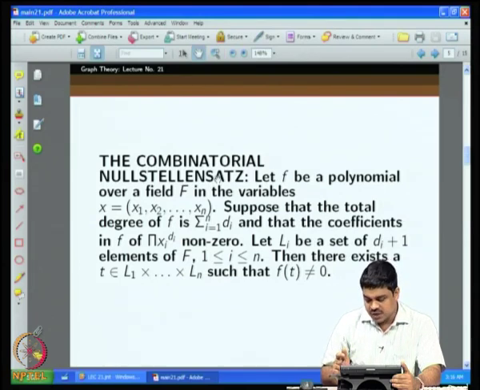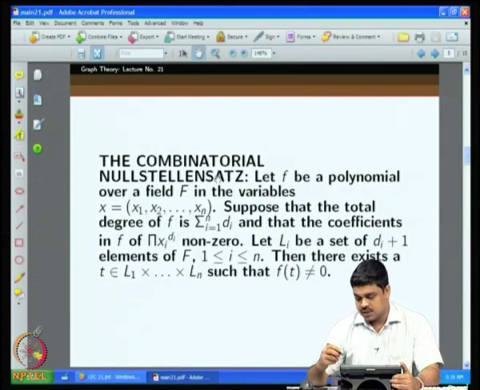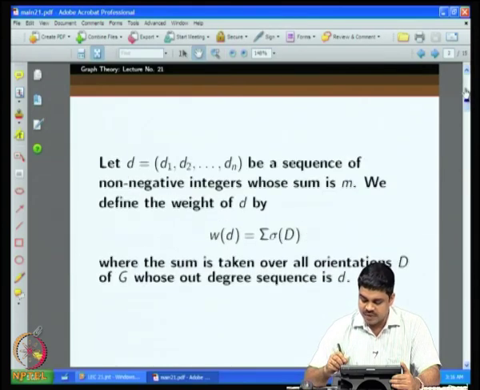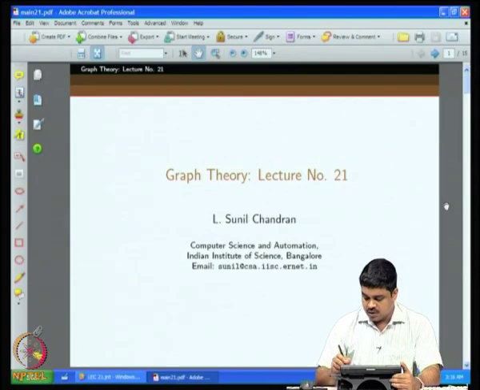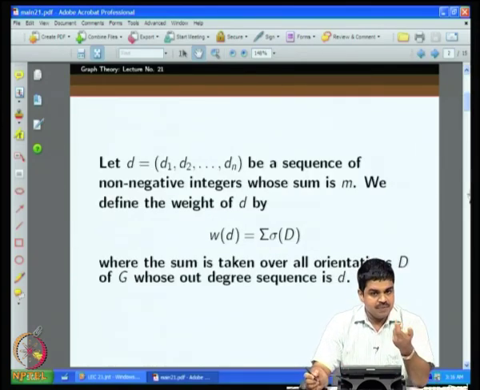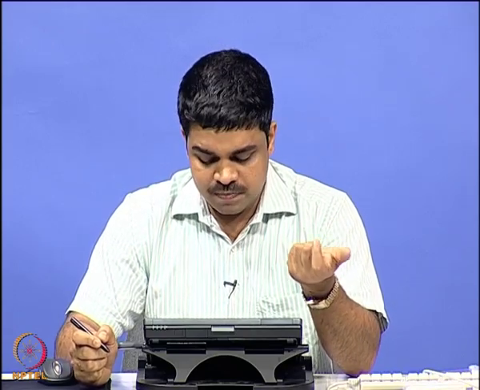The connection to the orientation is that the adjacency polynomial can be expressed as a sum of several terms based on the orientations. So, this was what we did. We saw that when we multiply them, each monomial will correspond to an orientation. It has a sign. The sign may be negative or positive depending on which term is selected. We discussed all those things.